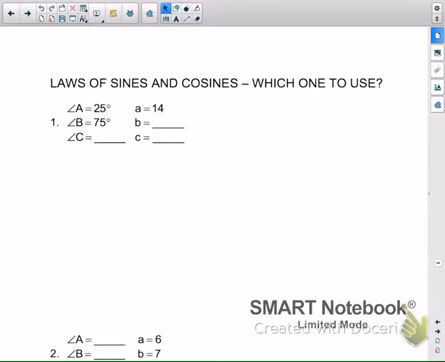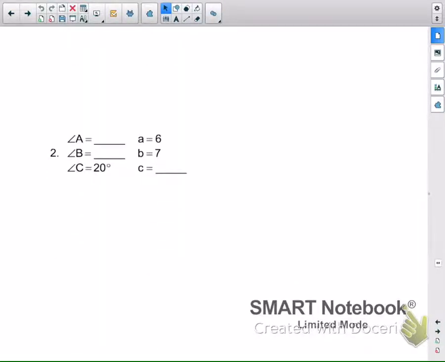On question 1, we agree we should use law of sines because we have what? Two angles and a side, which means we're not in an ambiguous case. We don't have to worry about it. And we have a pair. Okay? Question 2. What should you use to start with?